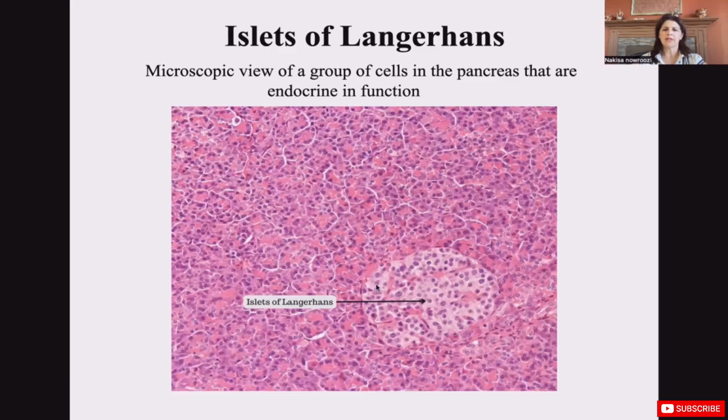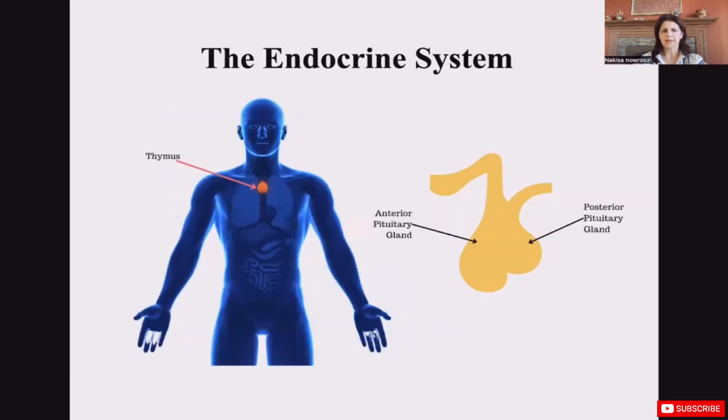Here is showing a histology view of the pancreas, and this group of cells, islets of Langerhans, these group of cells are endocrine in function, and this is a histology section of pancreas. And this cluster here is your pancreatic islet or islets of Langerhans. Here we see thymus, also part of endocrine system.